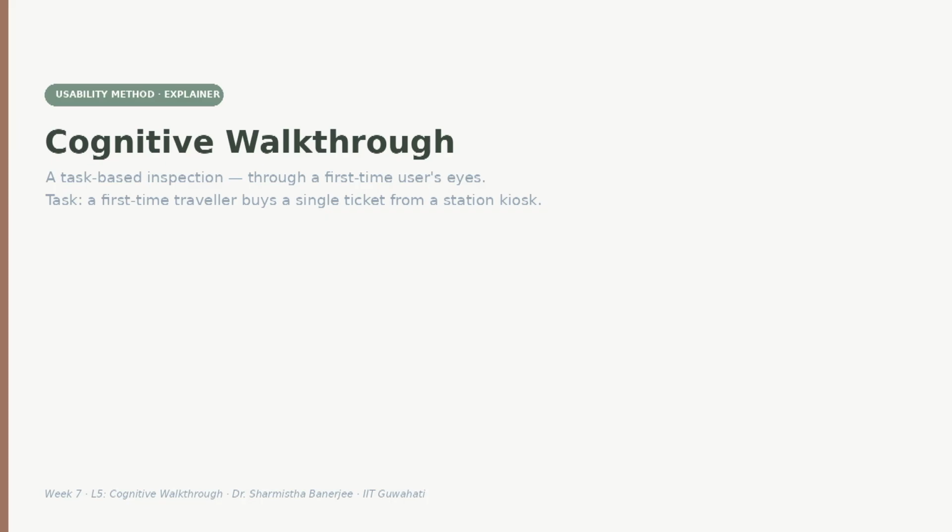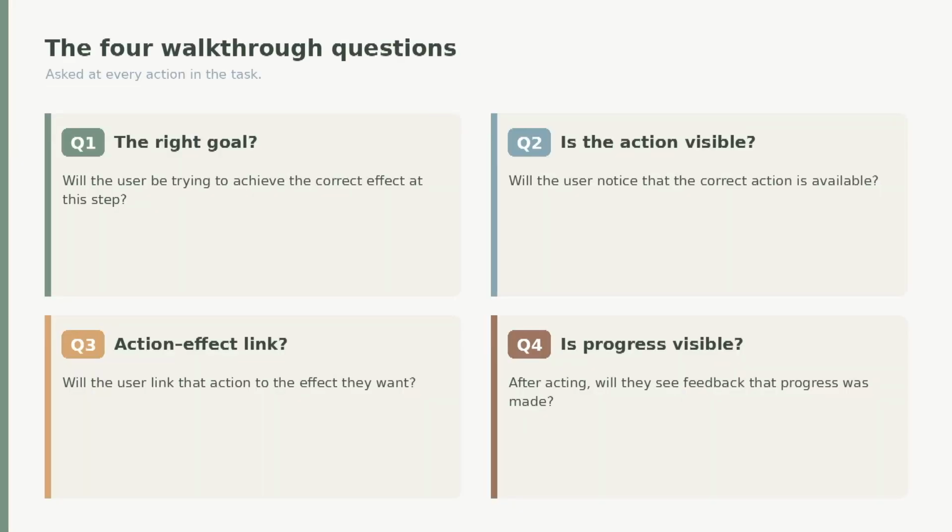Let's walk it. At every action, we ask the same 4 questions. 1. The right goal. Will the user be trying to achieve the correct effect here? 2. Is the action visible? Will they notice the correct control? 3. The action effect link. Will they connect that control to the result they want? And 4. Is progress visible? After acting, do they get feedback that they're on track?